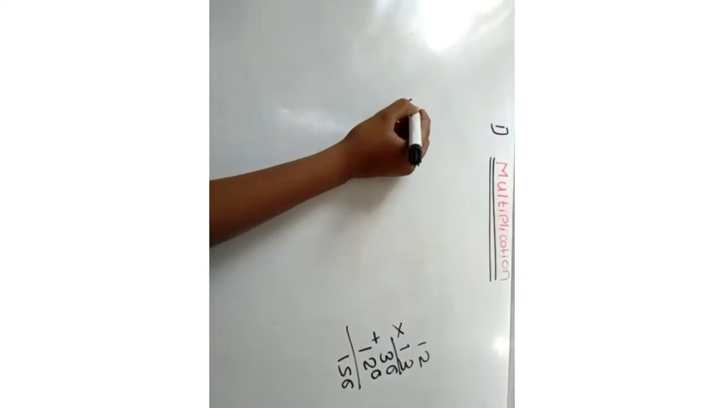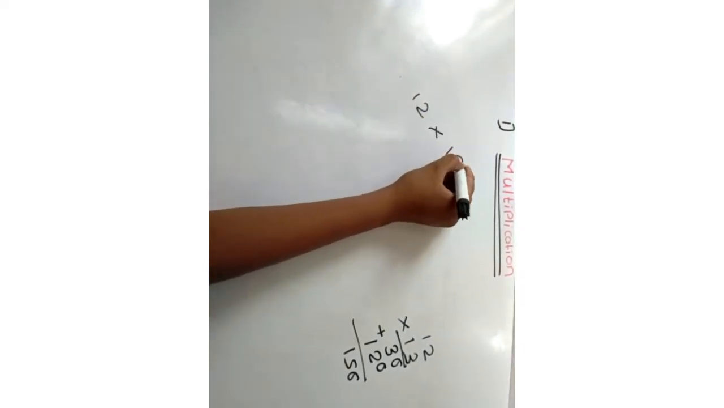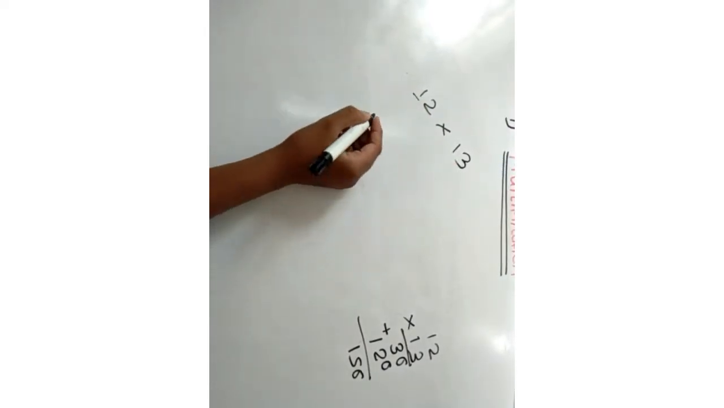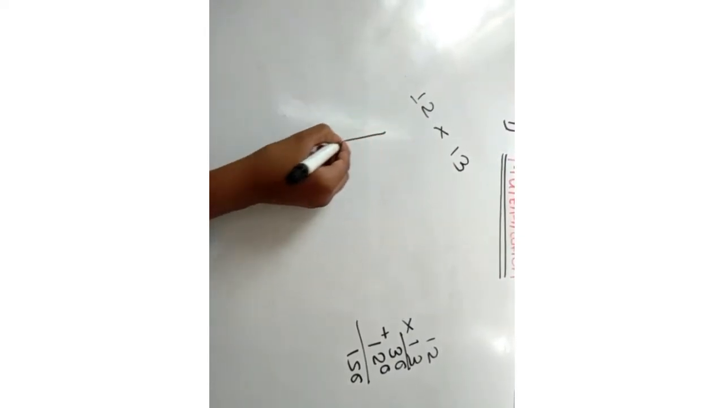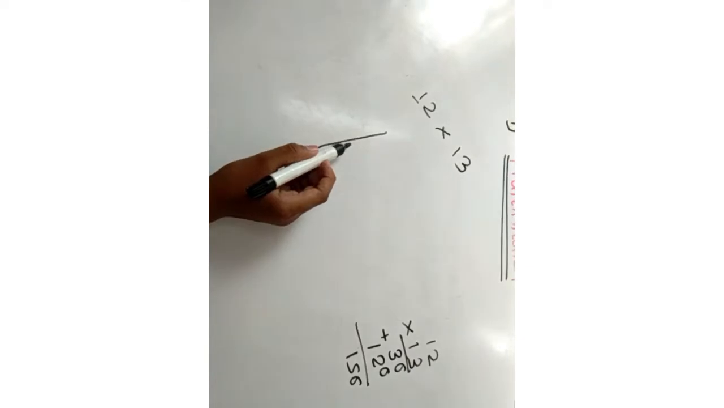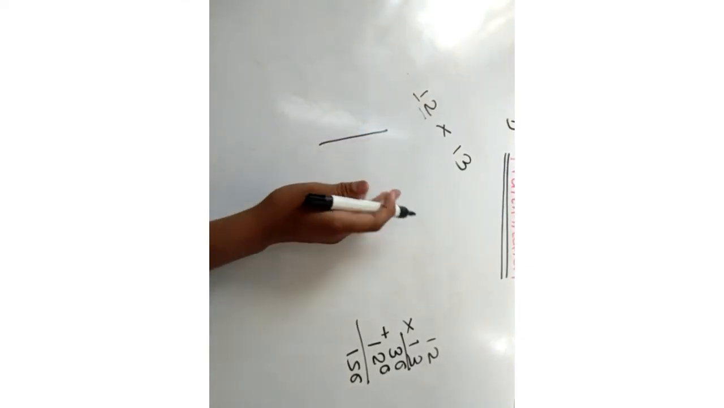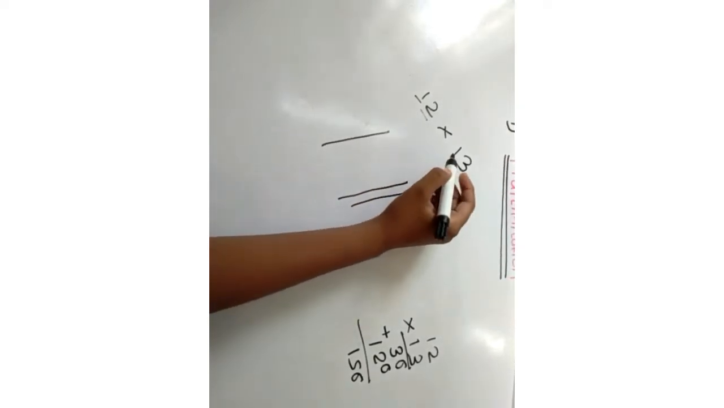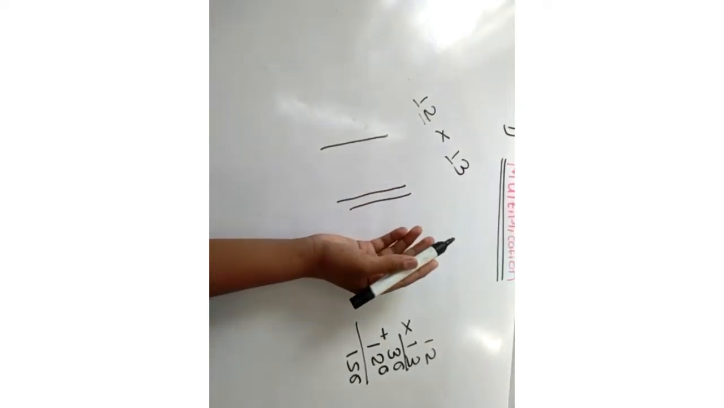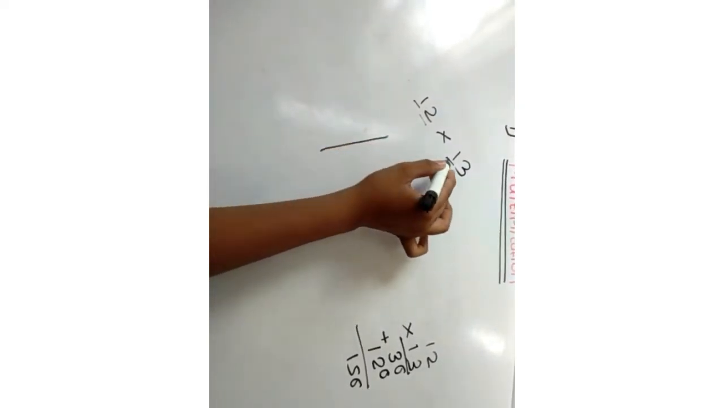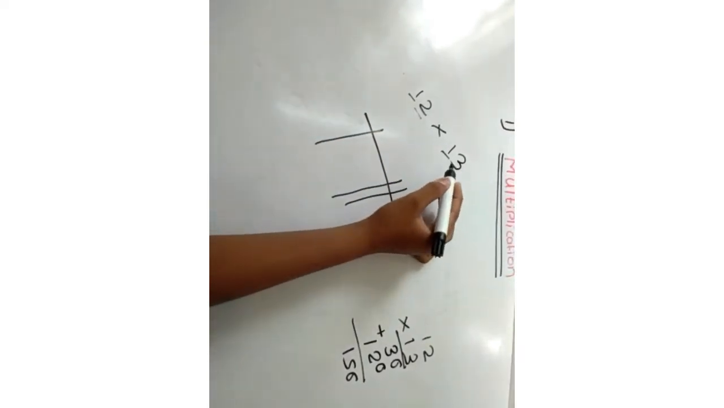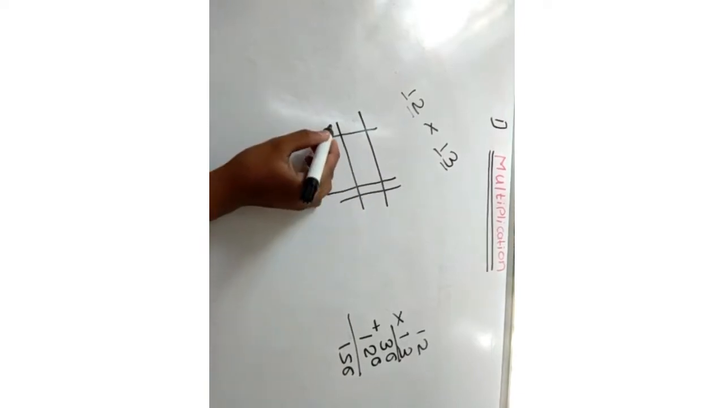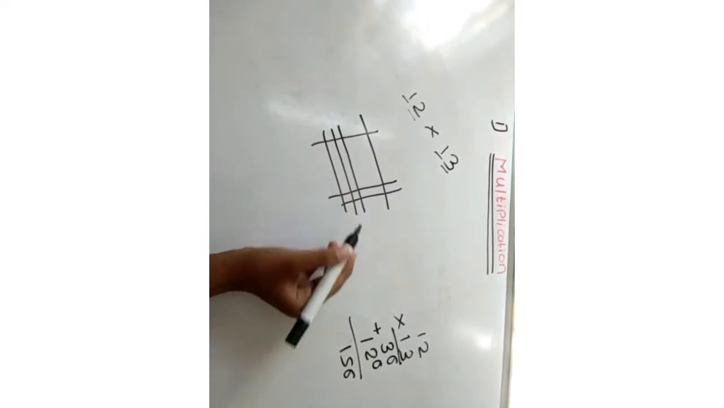So 12 into 13. In 12 the first number is 1, so we draw only one line vertically. The next number is 2. Take some distance and draw 2 lines vertically. Now in 13 the next number is 1, so draw one line horizontally, and downside, keeping some gap, draw 3 lines horizontally, because here is 3: 1, 2 and 3.